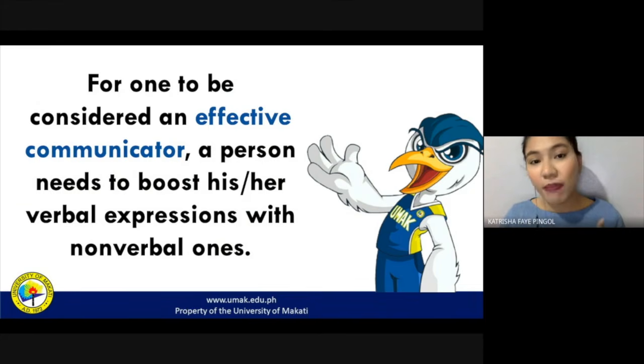Like what I am doing right now, every time that I talk, I use my hands as well for gestures. If I want to emphasize things, I use my hands to emphasize those things. In that way, I am also communicating to you and emphasizing meaning with whatever it is that I want to say. Again, simply put, when you want to be an effective communicator, you have to enhance your verbal communication with non-verbal ones.